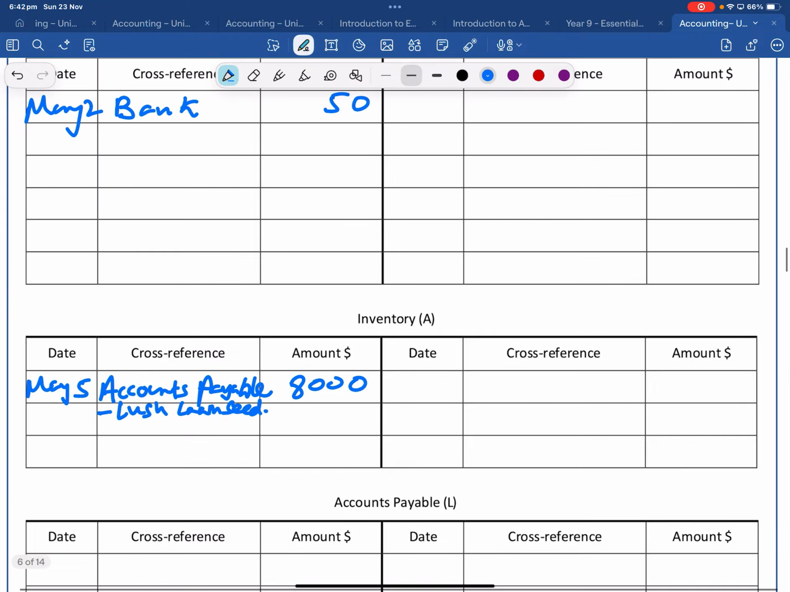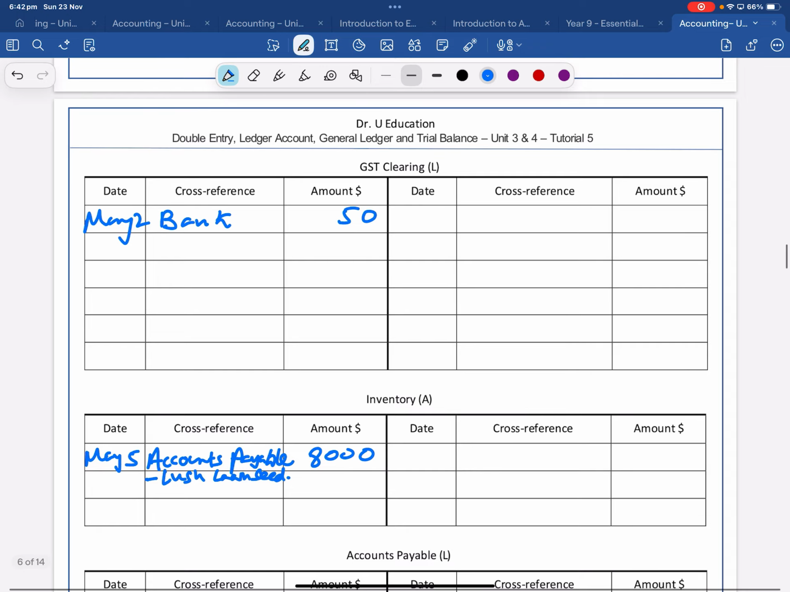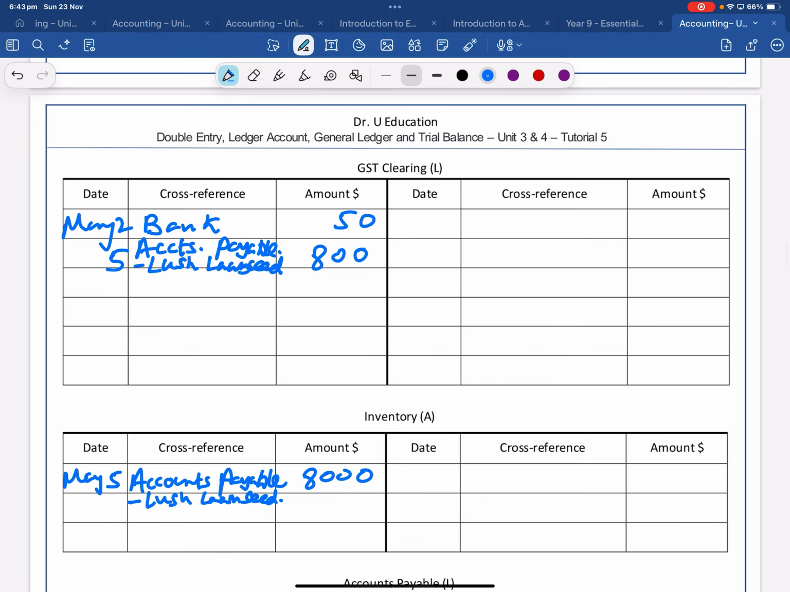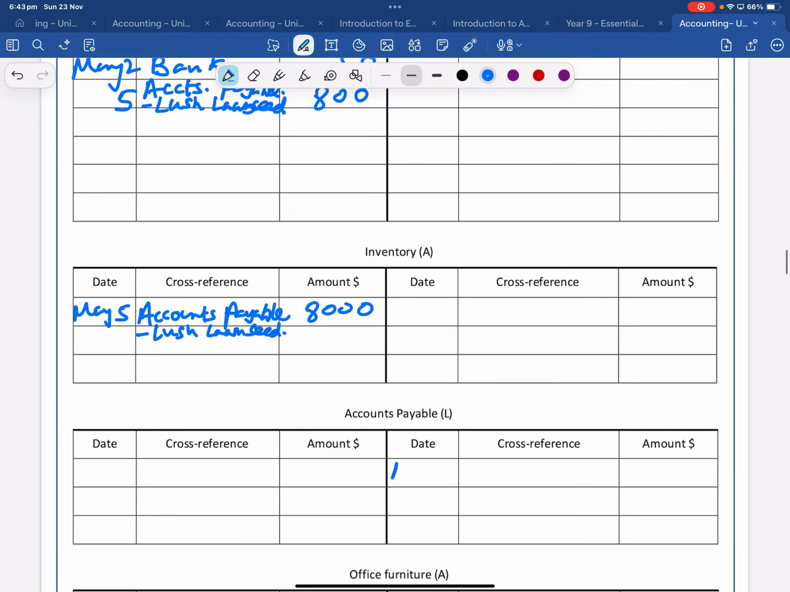Okay, then what is the other item affected, guys? GST. And remember, when we have written the month on one side, we don't have to repeat the month again. We can just put the date 5. Then what do we write? 800. What is it? Accounts payable. Right. Then we have debited 2 entries. Where do we credit? Accounts payable. How much? 8800.